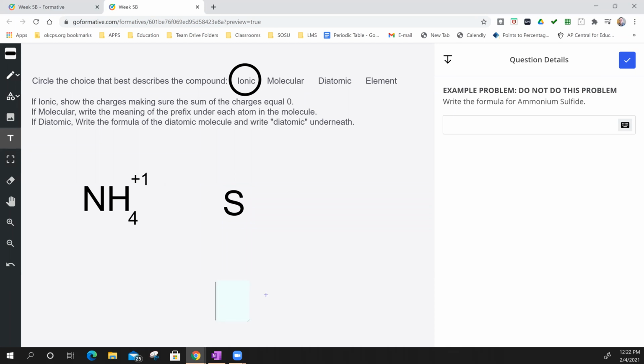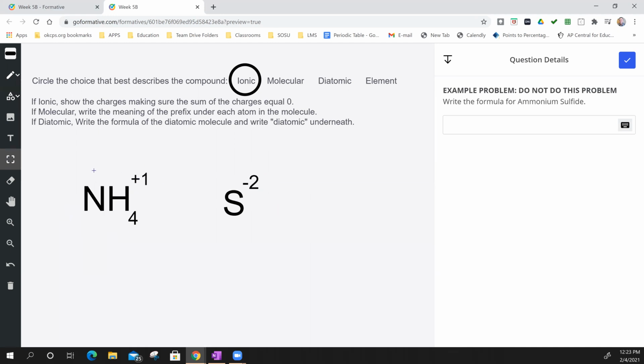And that is very easy. Move that in there. And now, if you see that the sum of the charges equals 0, you have nothing to do but write your formula with one of those each. But unfortunately, we have 1 ammonium and 2 sulfide. So we have to address this.